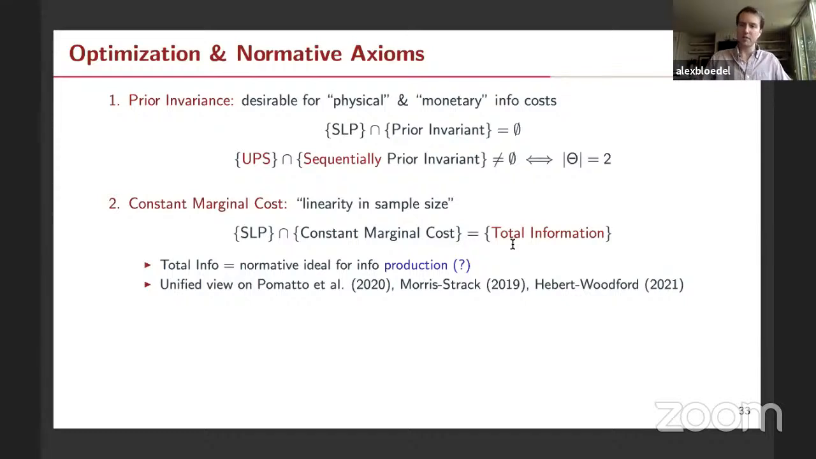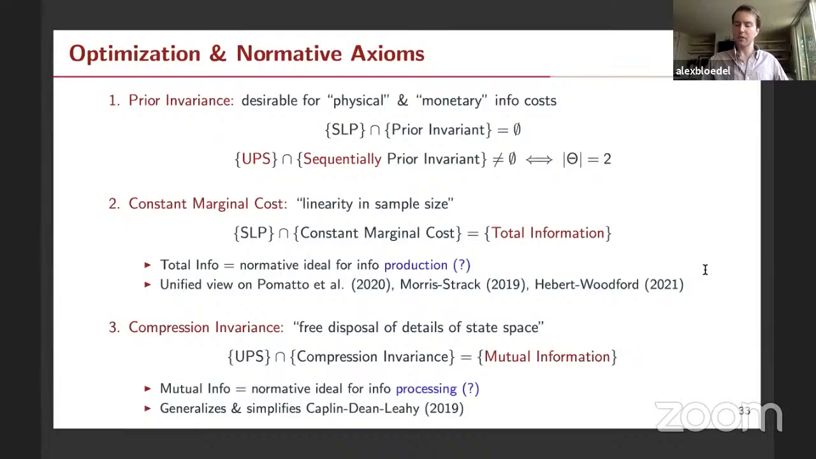So it's uniquely process invariant in that sense, and that's why we call it total information. And total information is a particular prior dependent version of what's called the log likelihood ratio cost introduced by Pomatto, Strack, and Tamuz. It's also a generalization of what's called the Wald cost introduced by Morris and Strack, and in some sense is a finite state generalization of what Hébert and Woodford have called the Fisher information cost function. And so by connecting to these other proposals or proposed alternatives to mutual information, it provides a unified perspective on some recent work in this area.